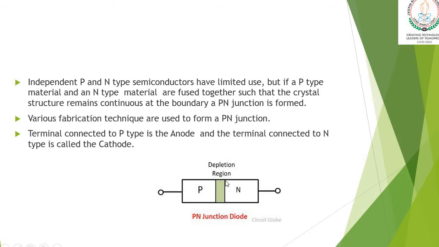Now looking back here, you take out a terminal from the P and that will become the anode, and the terminal connected from the N becomes the cathode. So that is the PN junction. We will discuss what this depletion region is later.